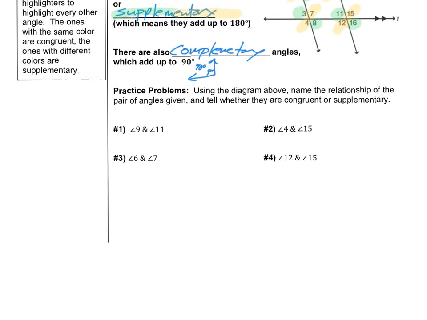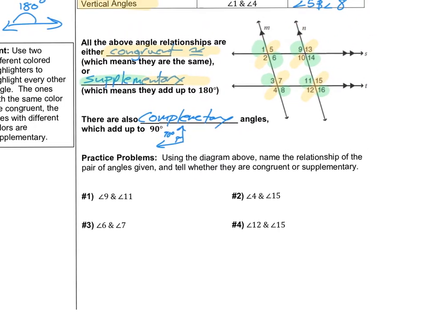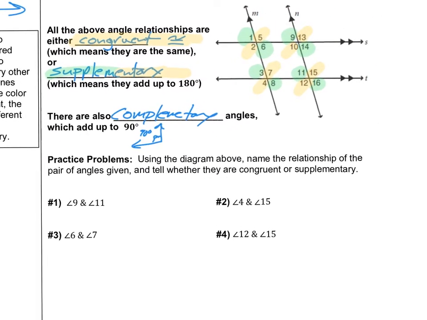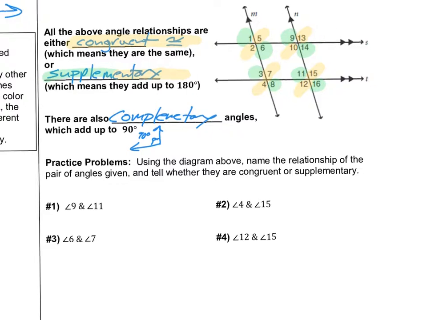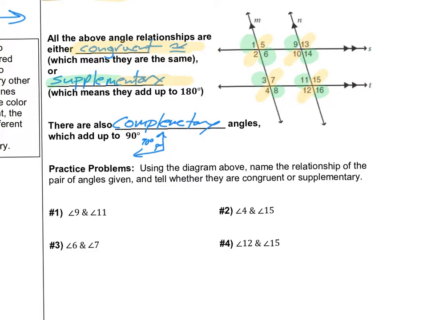Okay, let's move down here. So it says, using the diagram above, name the relationship of the pair of angles given and tell whether they are congruent or supplementary. I'm going to do one with you and then I'll let you do the rest on your own. So let's look at 9 and 11.